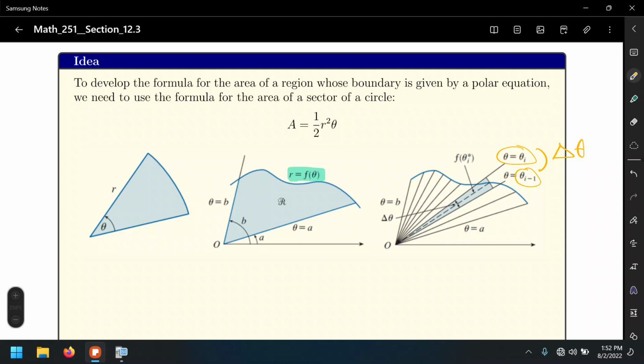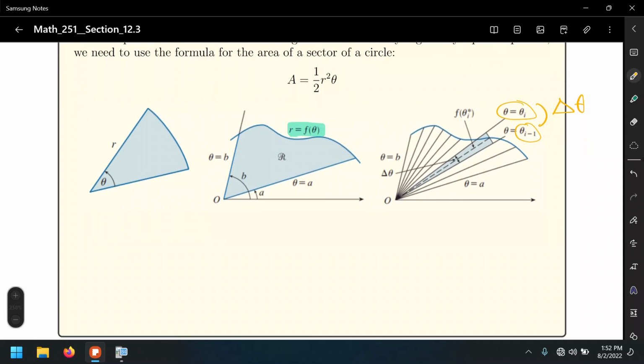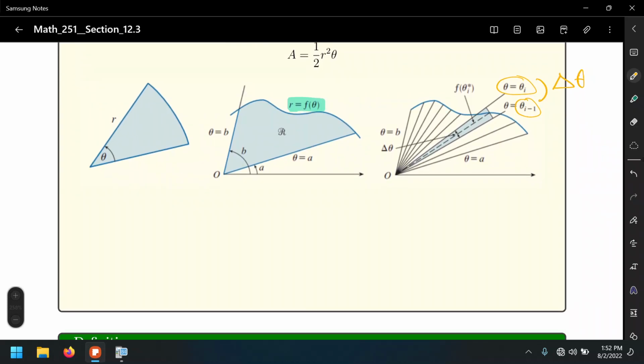How many partitions would be good? How many? Maybe 3 partitions, 3 sectors would be a good approximation of the area. Maybe 10. Infinitely many. All right. So that's what the Riemann sum does. Add infinitely many of these partitions to get the actual, well, in this case, area.